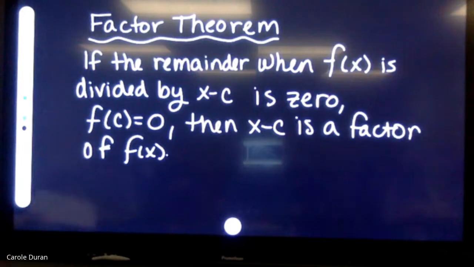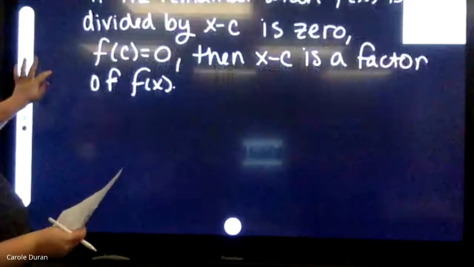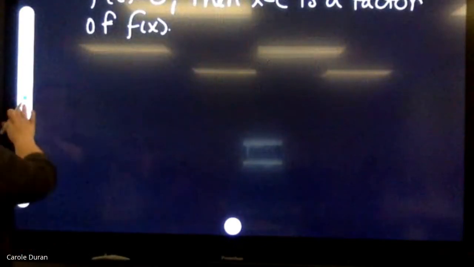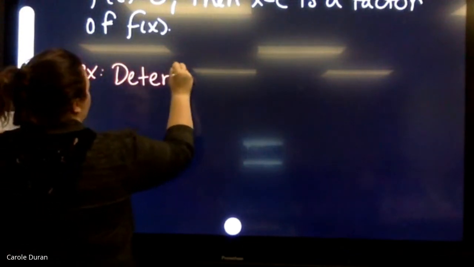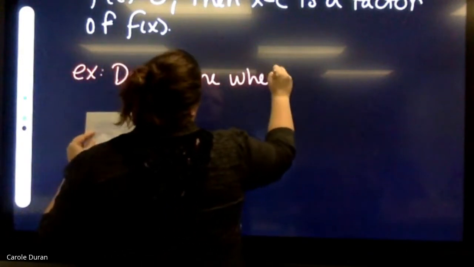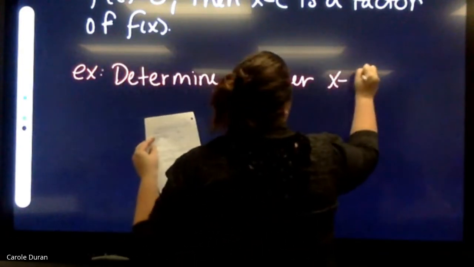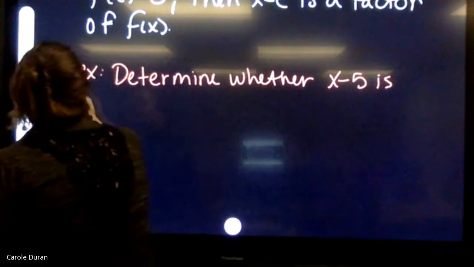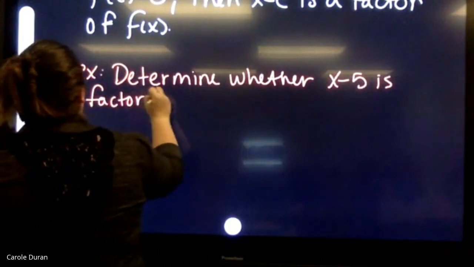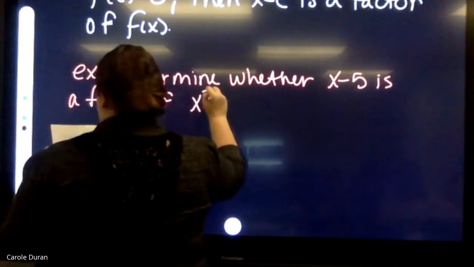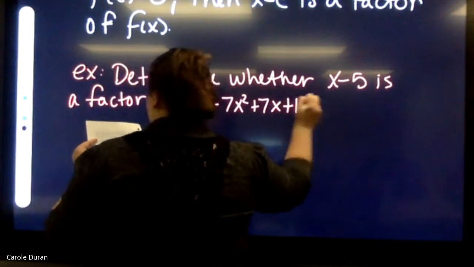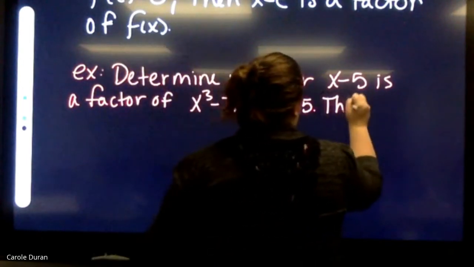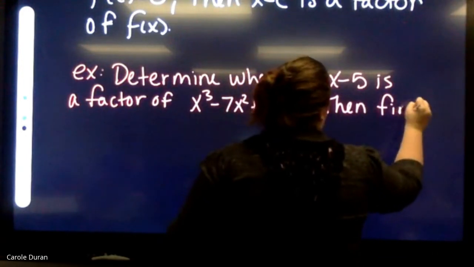Okay, so we have 4 examples and then we are finished. The first example asks me to determine whether x minus 5 is a factor of the polynomial x cubed minus 7x squared plus 7x plus 15. If it is, then I'd like to find the remaining factors as well.